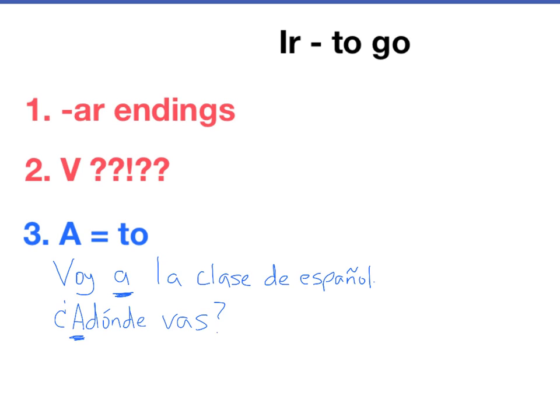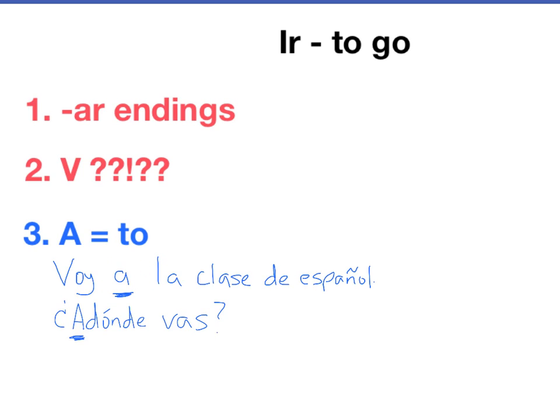Most of the time, it's hard for me to even think of a situation off the top of my head where you're not going to use the verb ir, to go, with a. You're going to have it in there somewhere. You're always going to someplace, right? For example, voy a la clase de español. I'm going to Spanish class. Or I go. As you know, present tense could be I go or I am going.